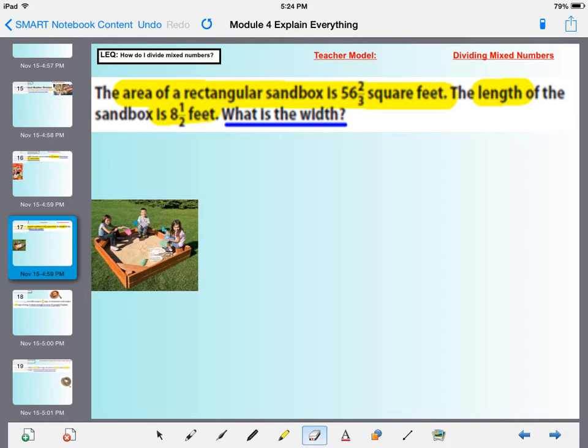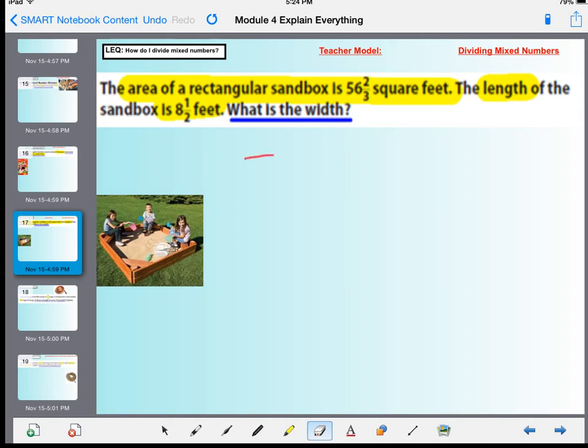times height. With that background knowledge, if they already give us the area, then we're no longer going to multiply. We're going to do the inverse of multiplication, which is division. Because in this case, they provide us with the area and they provide us with the length, and our job is to find the width. So instead of area equals base times height, now we have area, which is 56 2/3, divided by the length, which is 8.5 feet, and that's going to then give us the width.